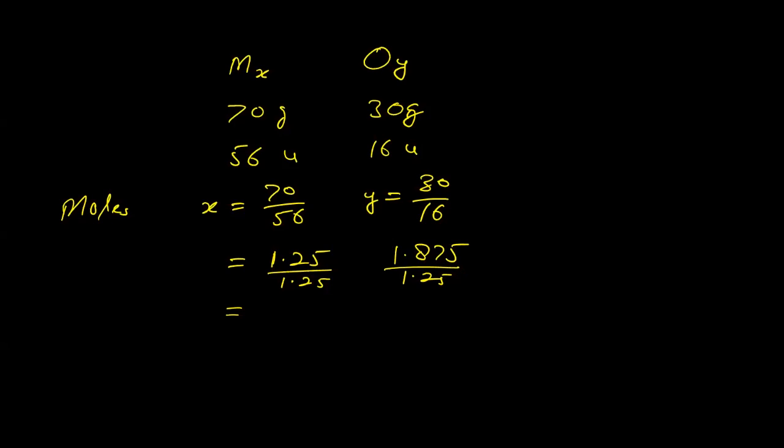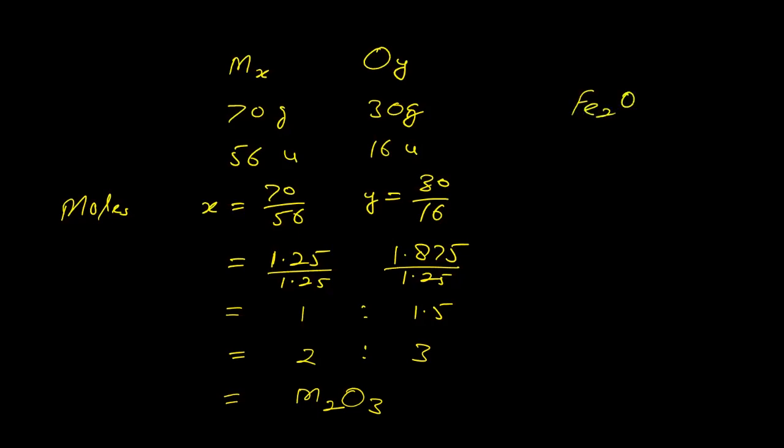So let me divide 1.875 by 1.25. We have to get rid of the decimals now. So 1 is to 1.5. Now, when you simplify this one, it is 2 is to 3. It means the compound is M2O3. And if you remember, I said the metal is iron.